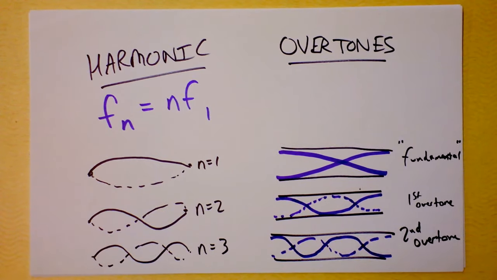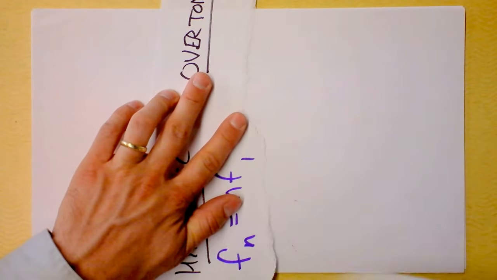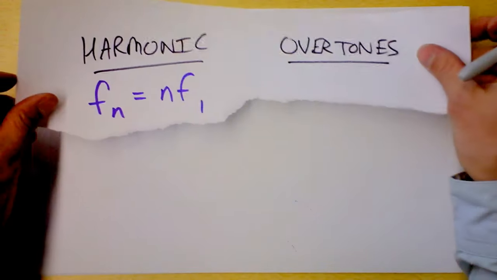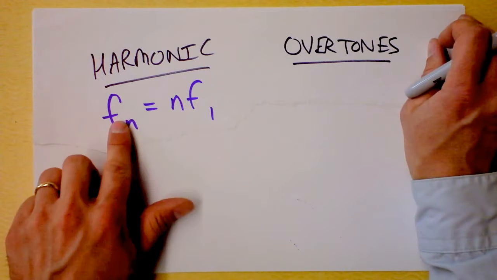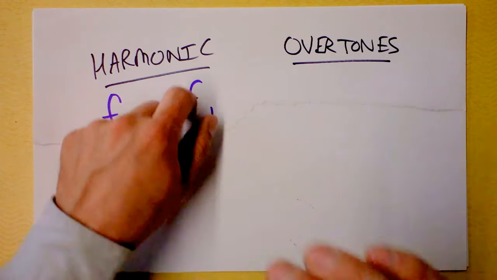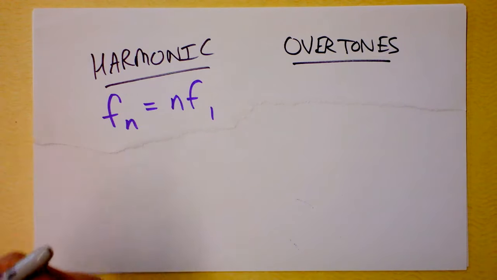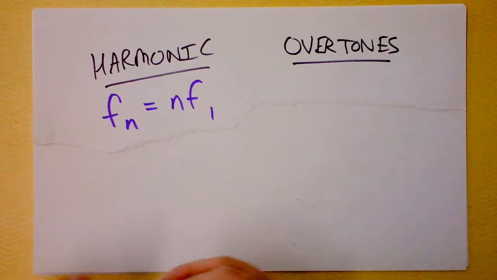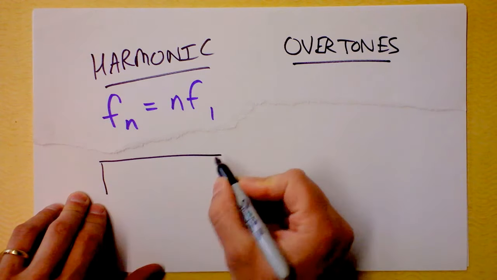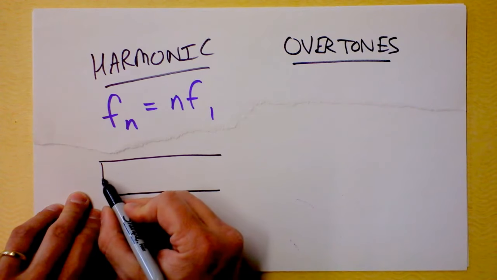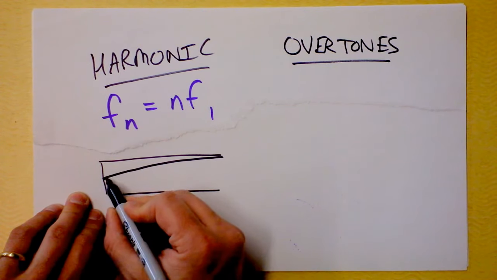Where it becomes horrendously confusing is if you get into a half open tube. So there we go. We're going to preserve our statement that the frequency of every harmonic has to be an integer multiple of the fundamental or the first harmonic. So, in a half open tube, we've got a nasty situation where the first harmonic looks like this. We've got a node there and an antinode right there.